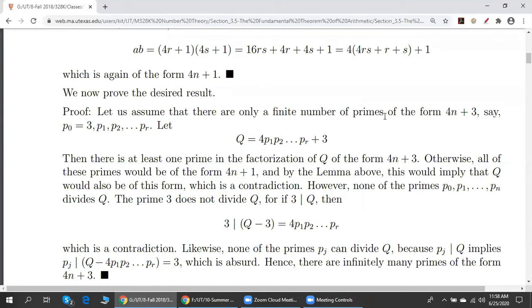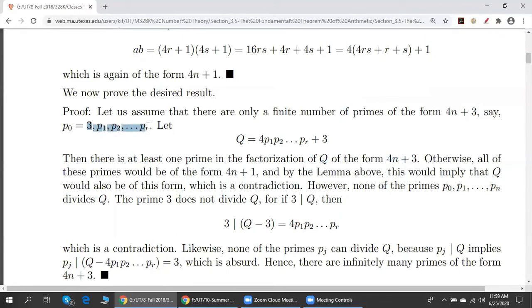Any questions? Sorry, I don't understand the contradiction part at the end. Could you explain that again? Yes. Over here, we say that q is divisible by one of these numbers. Do you agree with that? Probably not. Please take a look. It's written: at least one prime in the factorization of q is of the form 4n plus 3.